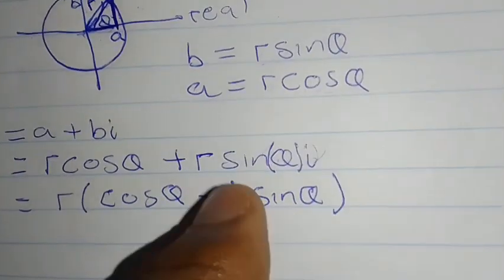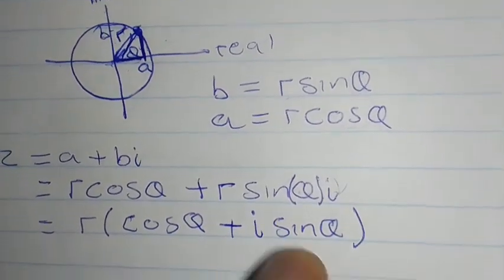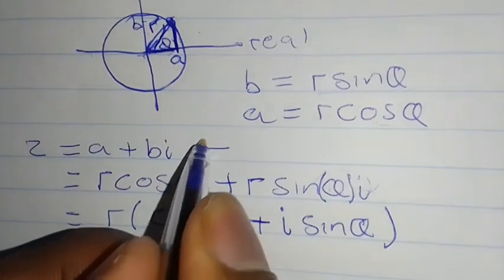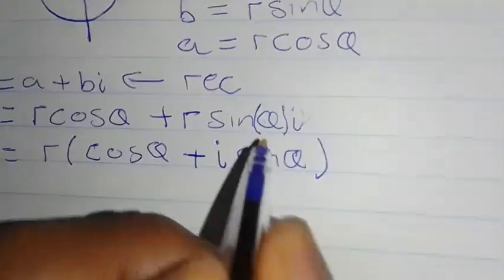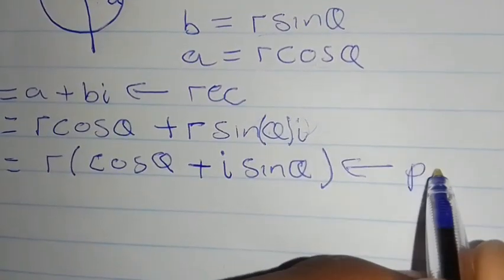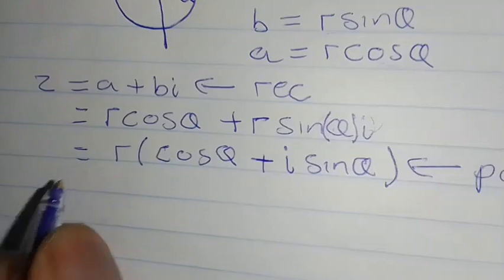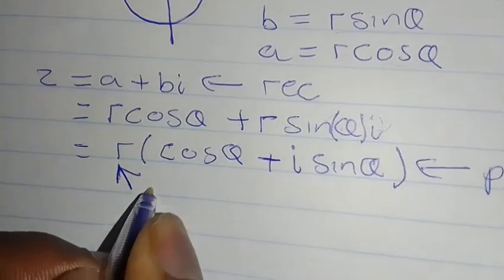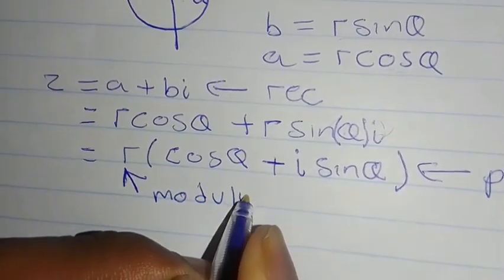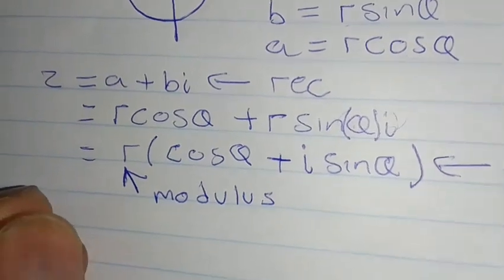This is the rectangular form, and this is the polar form. Notice that they denote the same thing, where r is the modulus of that. r is the modulus of that. So how do we find r, by the way?